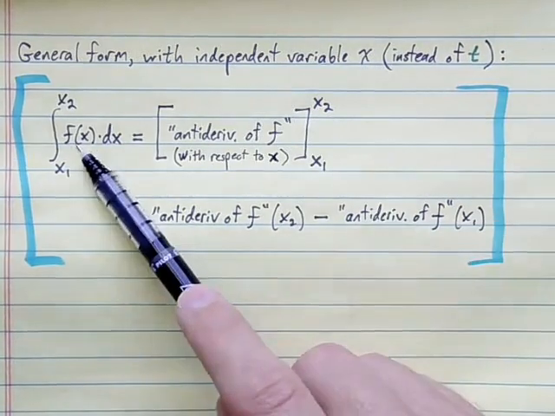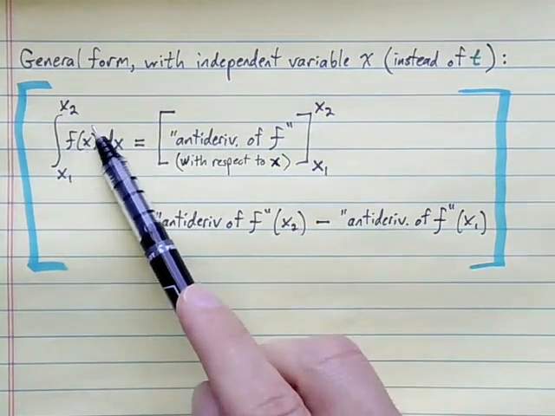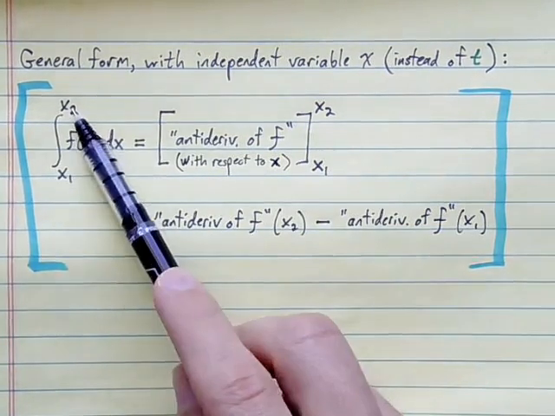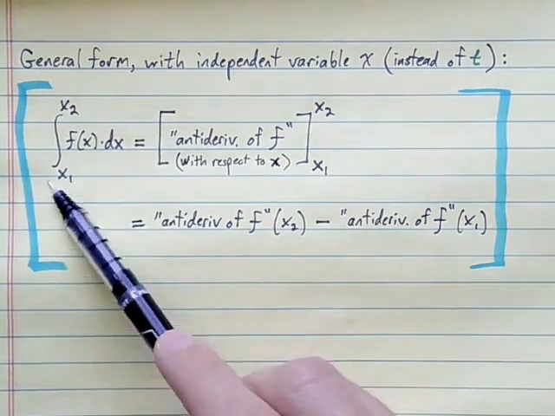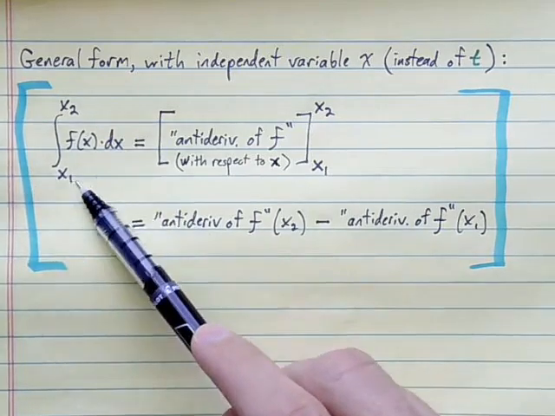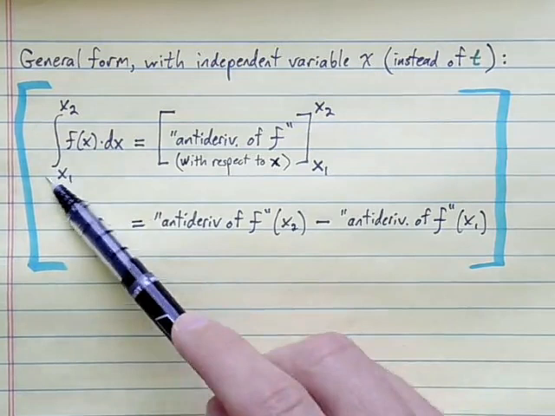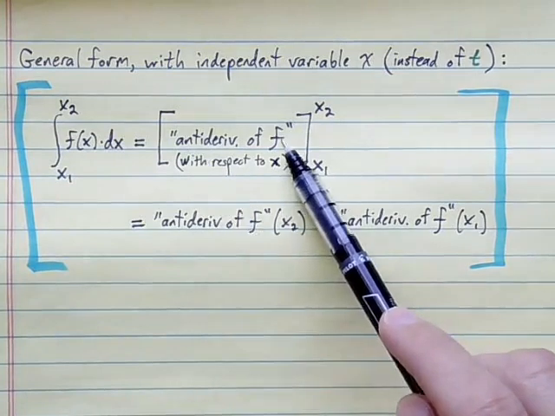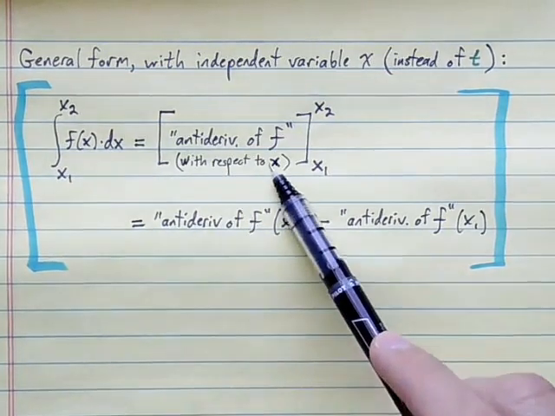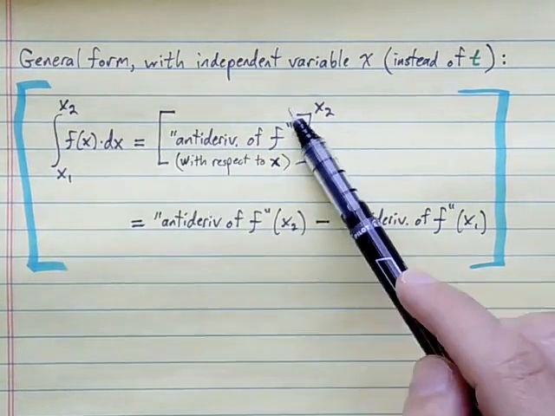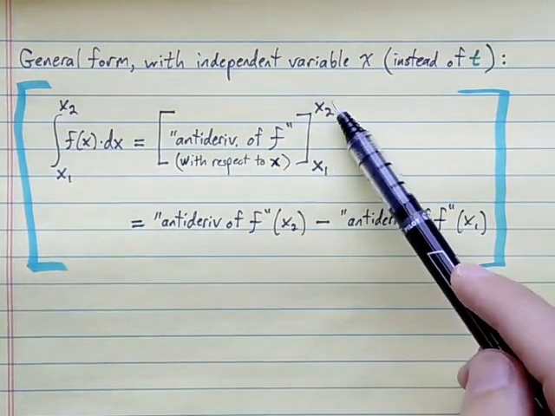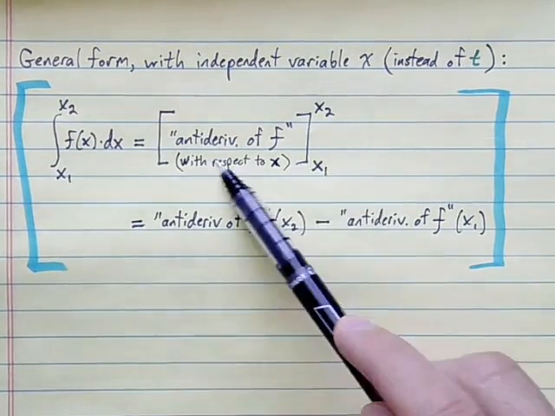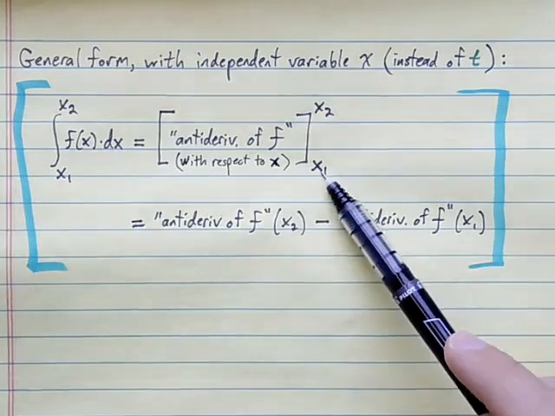So if f is a function of x, and we want to find the area underneath this f function between some value x1 and some value x2, then that definite integral, the area, can be found by determining the antiderivative of that function f with respect to the independent variable x. And in brackets here, this means we're going to evaluate that antiderivative at the final value of x, and then subtract from that the value of this antiderivative evaluated at the initial value of x.